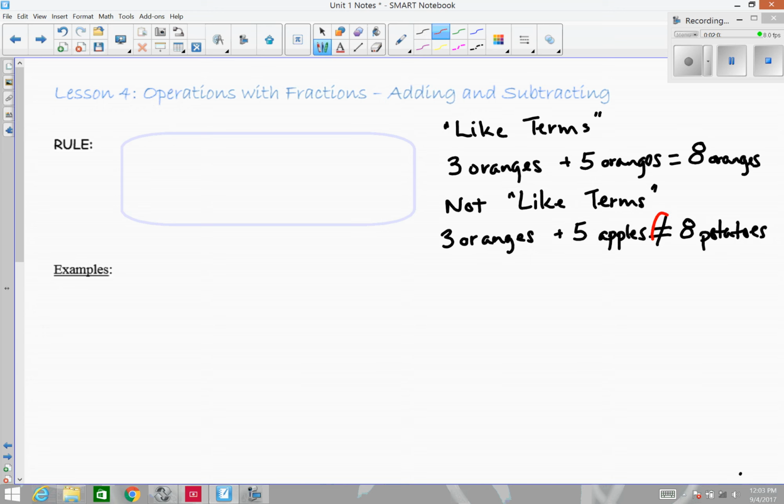Hence this inequality sign. When we talk about fractions and we're adding and subtracting them, the same as we did with the oranges and apples, we have to be adding like terms. So for example, I'm going to start with example 1 here. If I'm trying to add 5 twelfths plus 7 eighteenths, if I say these out in words, it's easy to see that these are not like terms.